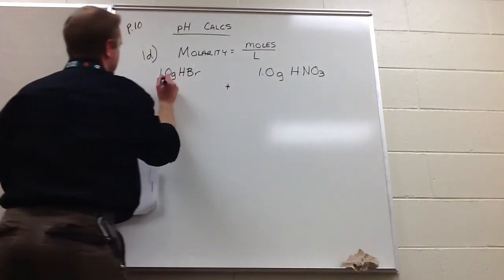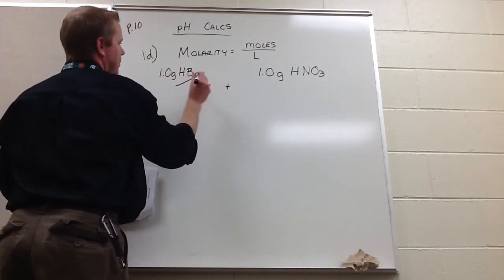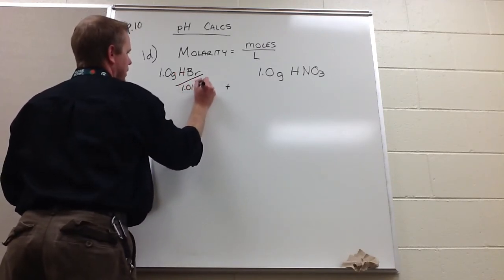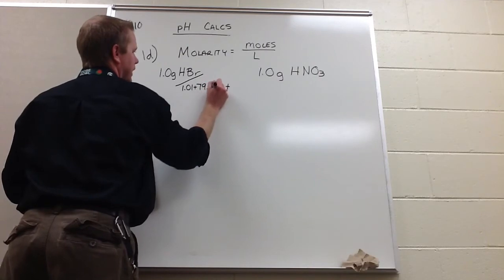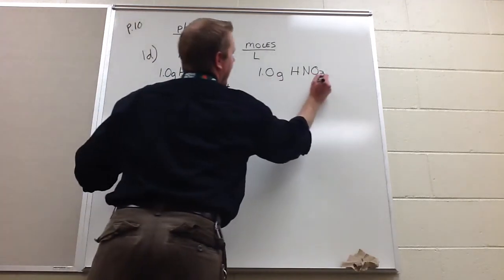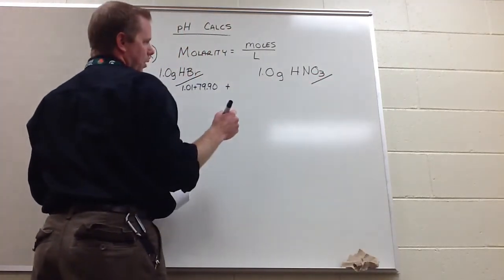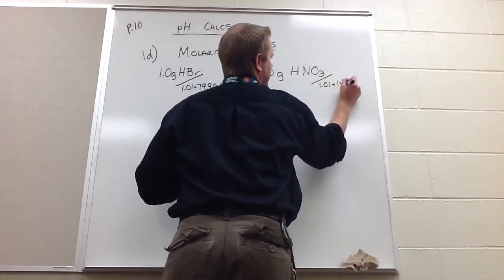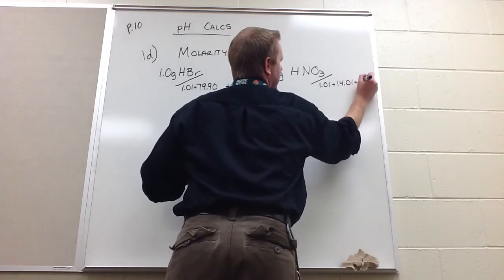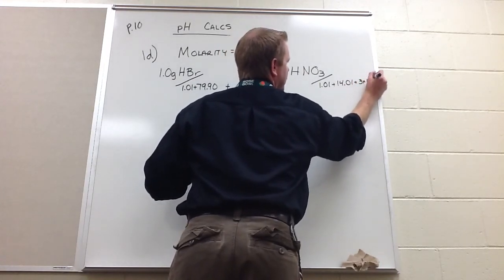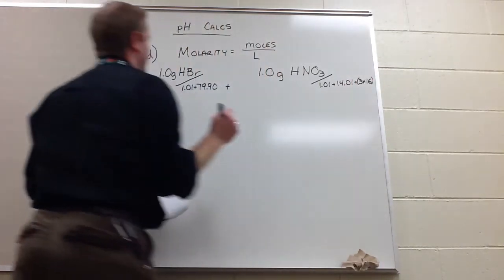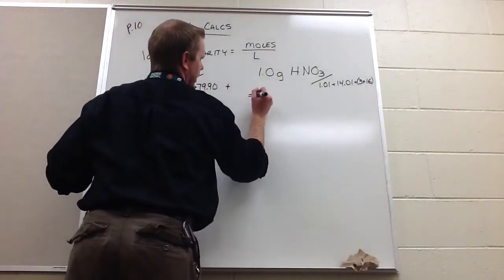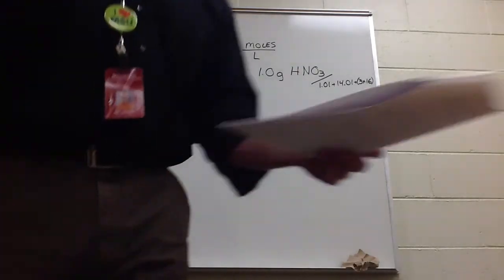So for this one, in order to do it, you would divide by the molar mass of HBr, which is 1.01 plus 79.90. On this one, you divide by the molar mass, which is 1.01 plus 14.01 plus 3 times 16. And you get a number on each of those things. So you get a moles here and a moles here, and I'll be right back with those numbers.